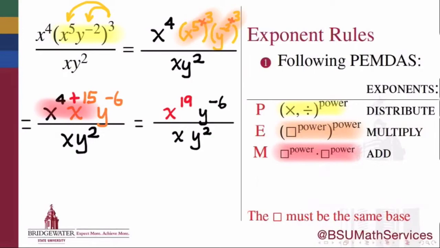Now there is no more multiplication of two powers having the same base inside of our expression. So we'll move on and look for any opportunities to divide. Specifically, look for where two powers of the same base are being divided one by another.